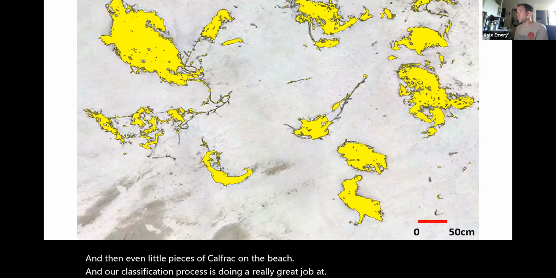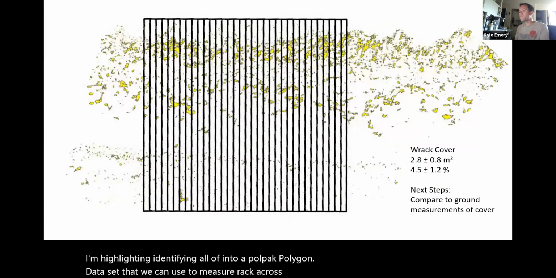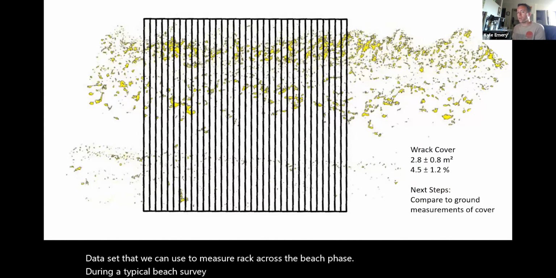And our classification process is doing a really great job at highlighting and identifying all of these into a kelp rack polygon data set that we can use to measure rack across the beach face. So during a typical beach survey, we're measuring kelp rack on 3 meter wide transects that run from the cliff to the ocean.